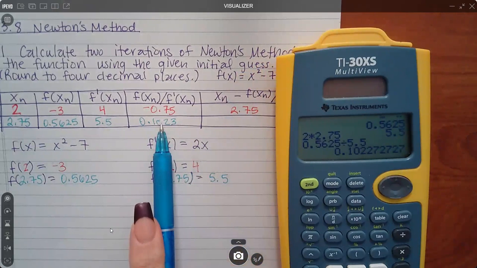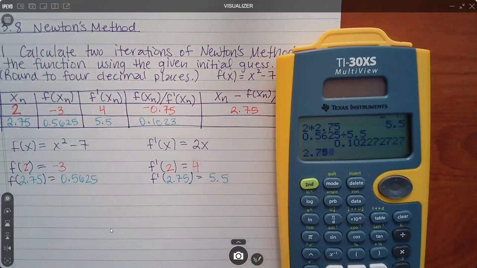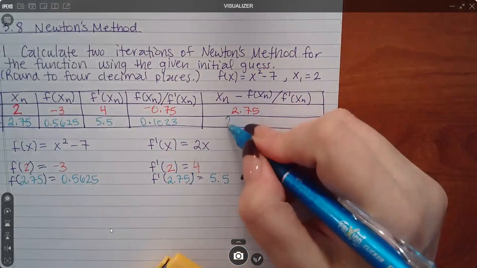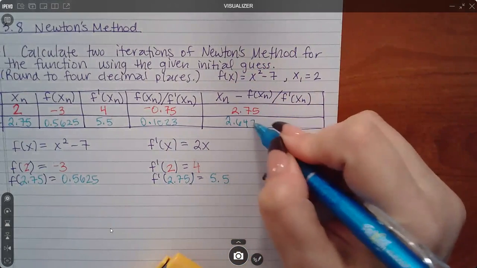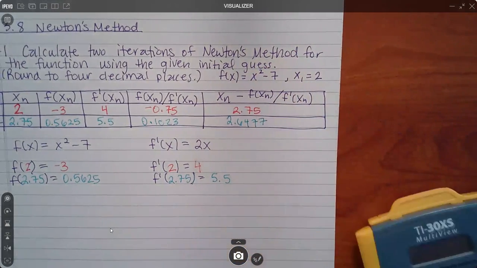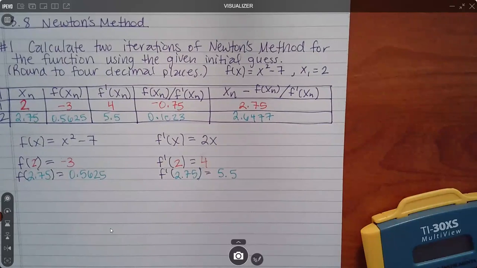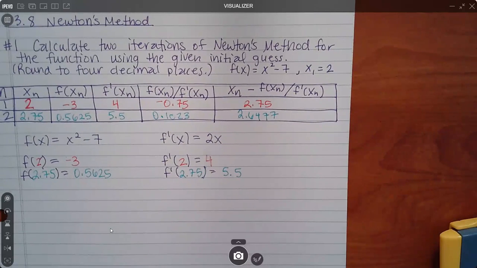And then now for the very, very last box is to take that first box here and subtract what you got in this third box, the fourth box actually. So I'm going to do 2.75 minus 0.1023, and I get 2.6477. So that's what they're wanting from you in problems 1 through 4.